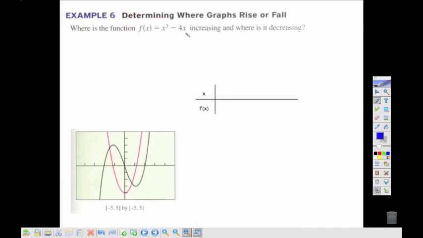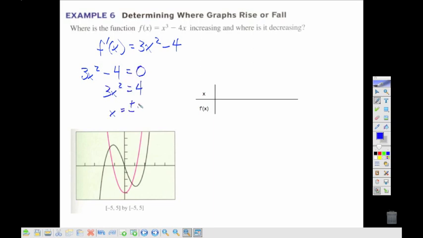Okay, where is the function x cubed minus 4x increasing, and where is it decreasing? So we're going to start again by taking the derivative, and then set that derivative equal to 0 to find our critical points. And notice we're going to end up with plus or minus the square root of 4 over 3, whatever that happens to be. Now we might need our calculator to find exactly what those values are, but this is enough for what we're doing. So we know these are our zeros.